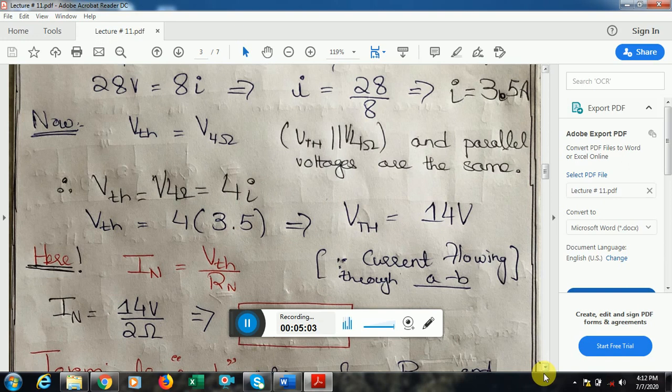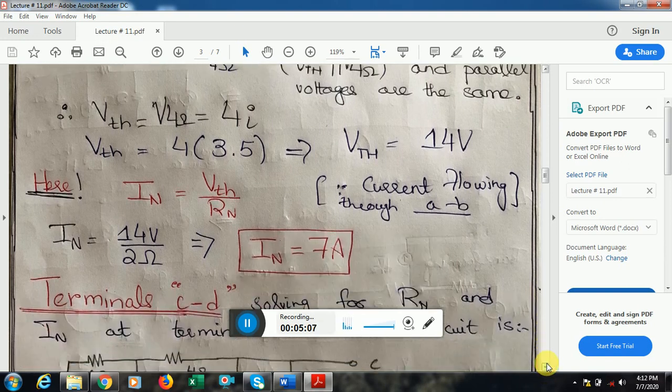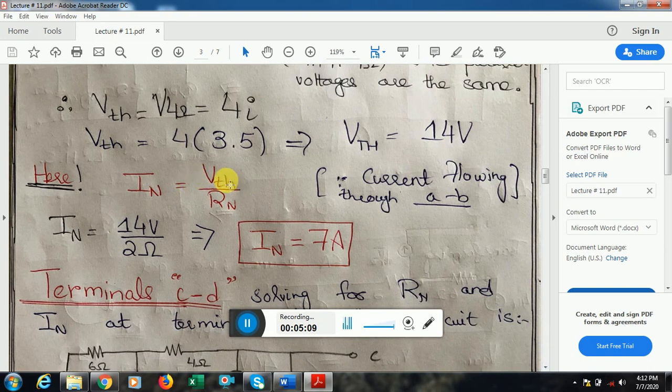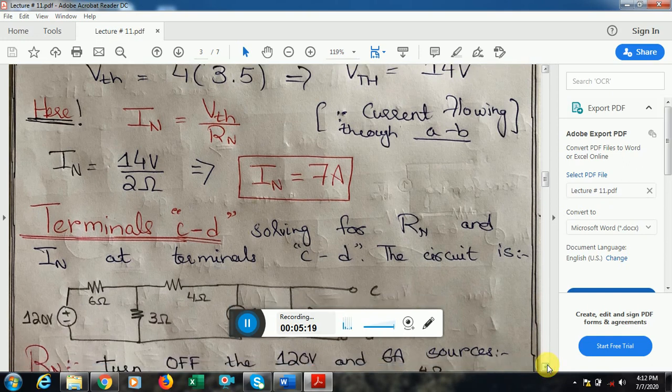Now I have to find the Norton current, the current that is flowing from terminal A to terminal B. By formula, IN is equal to V Thevenin by RN. Just by putting in the values, I found V Thevenin is 14 volt and RN is 2 ohm, and I get to know that the terminal A and B current is 7 ampere.